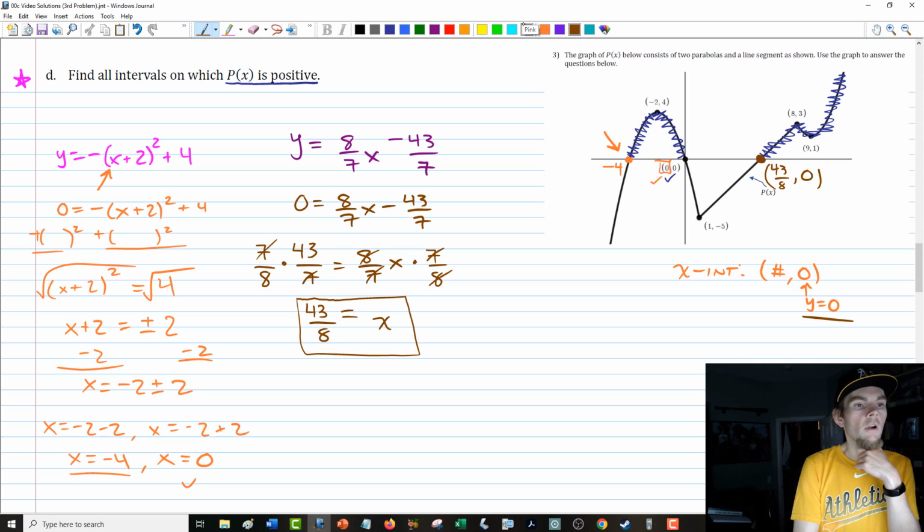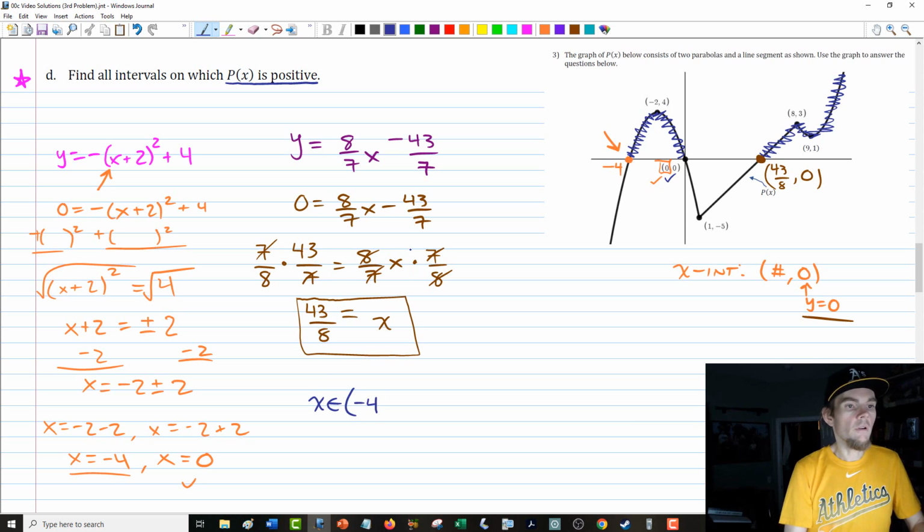Now, after all of that work, remember we were trying to find these intervals where p of x is positive. Now we can label them because we know where they cross the x-axis. x is going to be an element of negative 4 to 0, and then union the other section, which looks like 43 over 8, comma infinity.